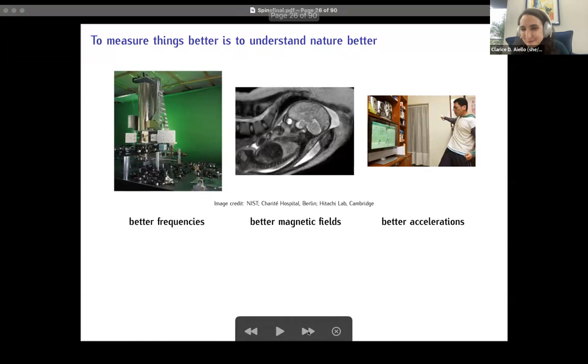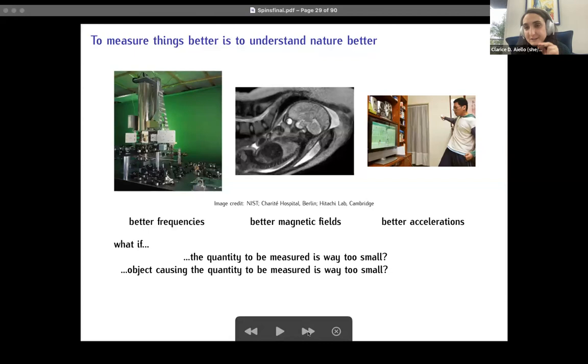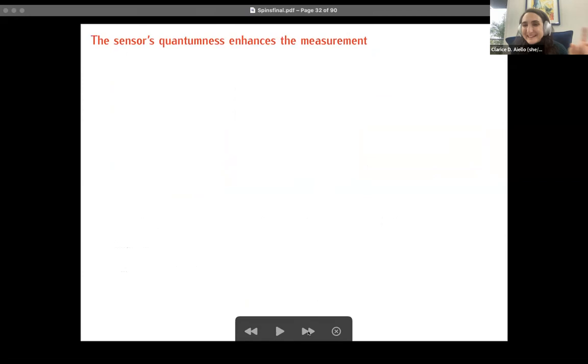But the question that I ask is, what happens if the quantity that you want to measure is very, very small? Or worse, what happens if the object causing the quantity that you want to measure is very, very small? I'm going to argue that in this case, you need a tiny little sensor that can measure tiny little quantities. If the sensor is tiny, let's make it very tiny. Let's make it quantum. For reasons that I won't have time to explain, but that can be mathematically proven and that underlie a field called quantum sensing, one can actually prove that if one uses a quantum object as a sensor, your measurement is improved. In other words, the sensor's quantumness enhances the measurement.